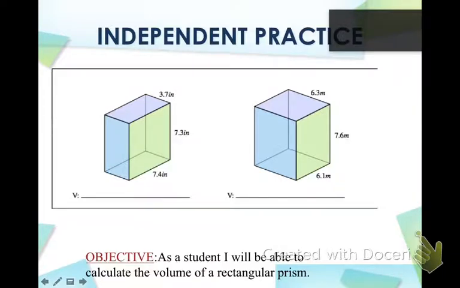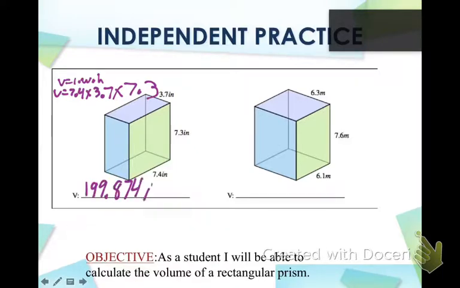Alright, and we're back. What should you have had? Well, we're going to go ahead and write down volume equals length times width times height. You're going to go ahead and plug in your numbers. We're going to get the length. We're going to actually say that it's 7 4/10. Like I said, it doesn't really matter. We're going to multiply that by the width, which is 3.7, and we're going to multiply that by the height, which is 7.3. If you do that, you should have gotten a volume of 199 and 874 thousandths, and that is inches cubed.